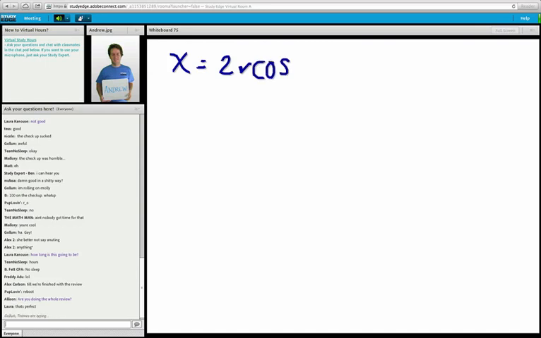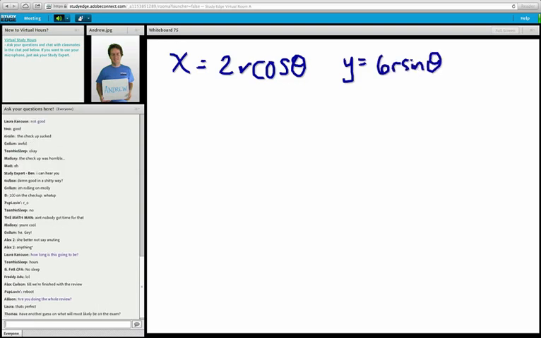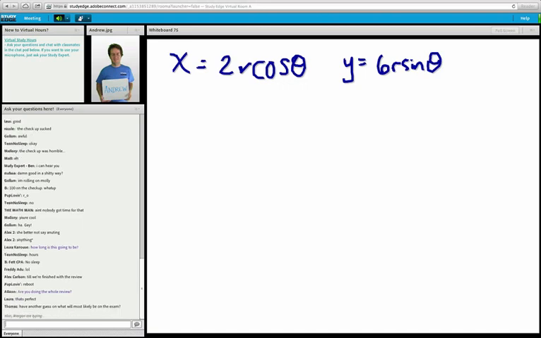x equals 2r cosine theta, y equals 6r sine theta. I'm going to try and do as much of the review as possible. Now with this transformation, you need to not only compute the Jacobian, but also the bounds when you do this. So let's find the Jacobian.